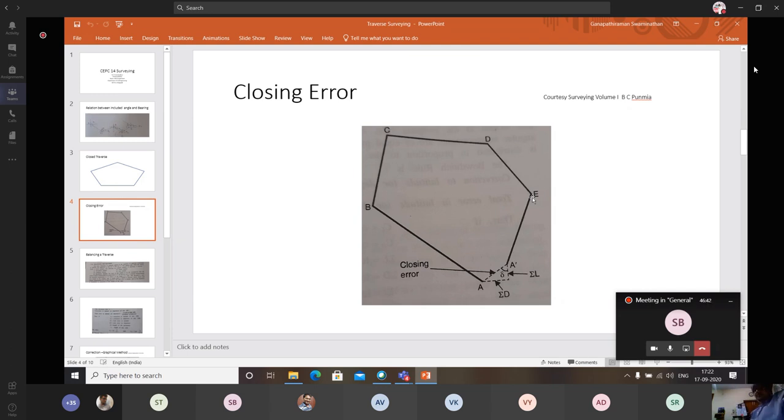So when you do your surveying office work and start plotting, you draw A, B, B, C, C, D, D, E, E, A. E and A, or A and A dash, should merge. If it merges, you get 100 marks. If it doesn't merge, what will happen? You cannot go back to the field and do the measurement again. So we have to adjust the closing error. So error adjustment is the need.